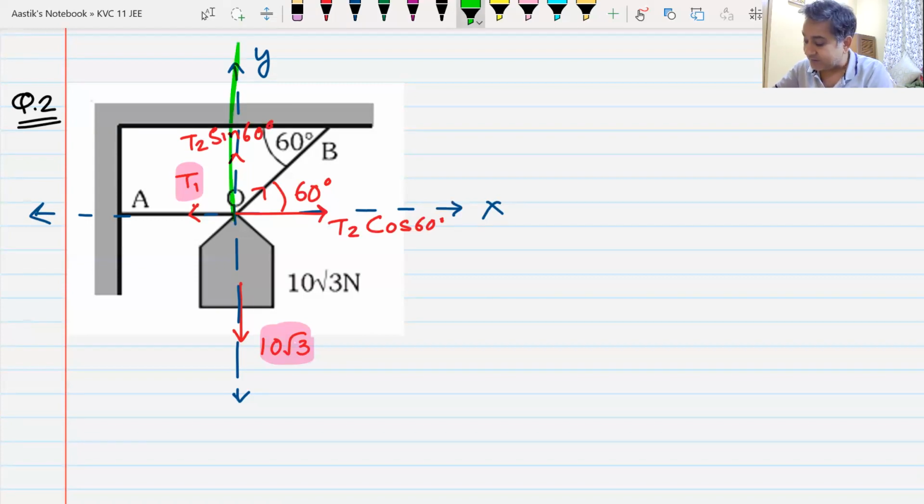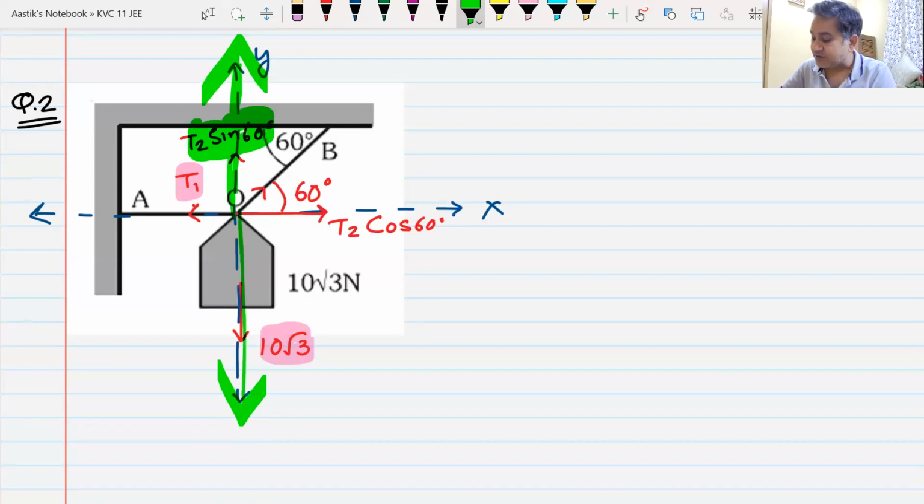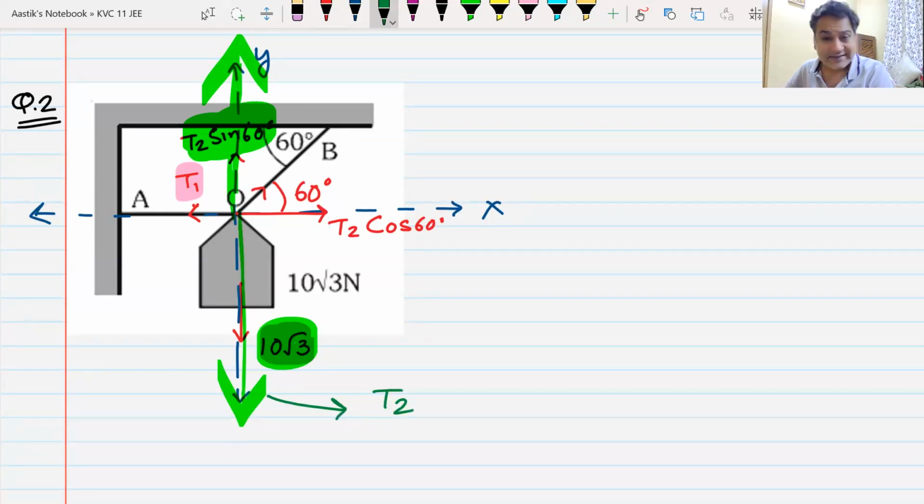You see y-axis upwards, y-axis downwards. What is the force along the upward direction? You can see it is T2 sin 60 and you can see the downward force is 10 root 3. So the first equation I can get, the green equation, is T2 sin 60, which is root 3 by 2, bacha, is equal to 10 root 3. Everyone got this equation?